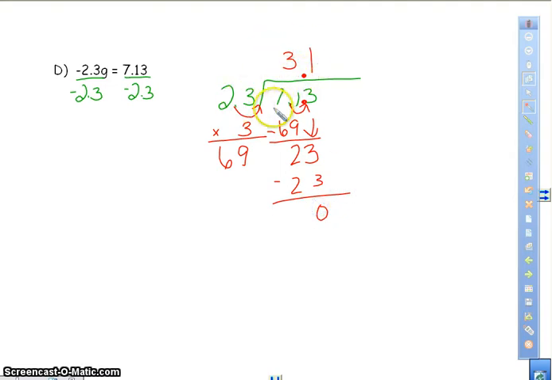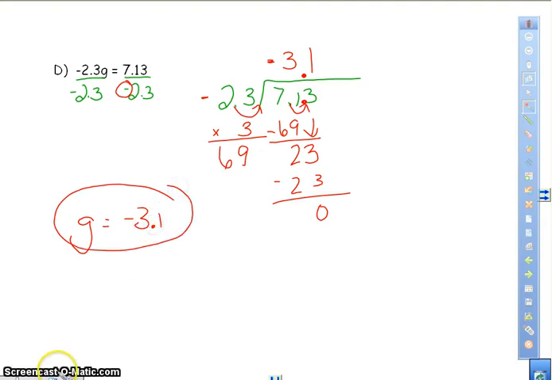So 7.13 divided by 2.3 is 3.1, but it was a negative 2.3. So I need to apply this negative sign because I have positive divided by a negative. So I get g equals negative 3.1. That's my solution. And then you can check it once again.